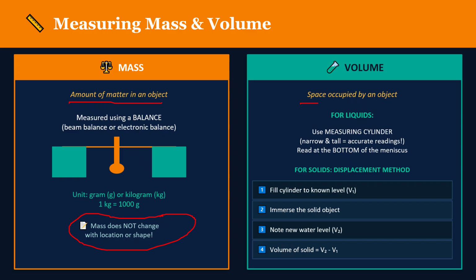Volume, on the other hand, is the space occupied by an object. Liquids are measured using a measuring cylinder. When reading a measuring cylinder, we always read the bottom of the curved surface called the meniscus to get accurate readings. For solid objects, we use the displacement method.